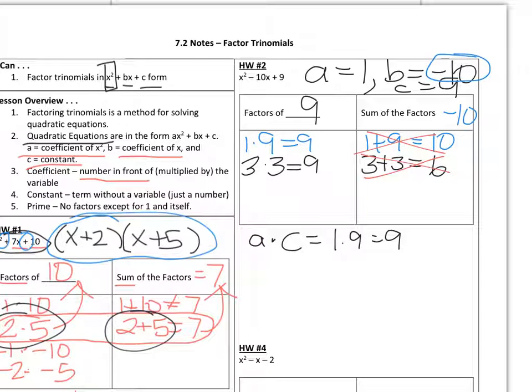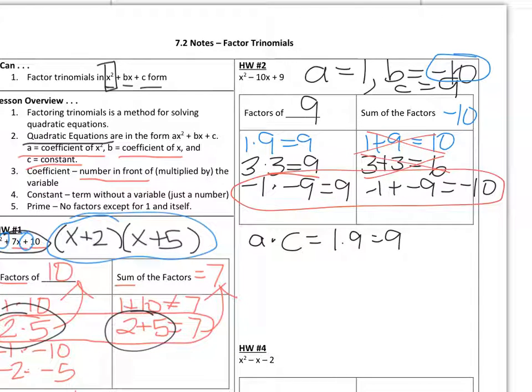So here's an example where we might need negatives. Negative 1 times negative 9 is still positive 9. And this time when we add those numbers together, negative 1 plus negative 9, that will equal negative 10. So this is what we want to use here. We want to use negative 1 and negative 9 as our factors.